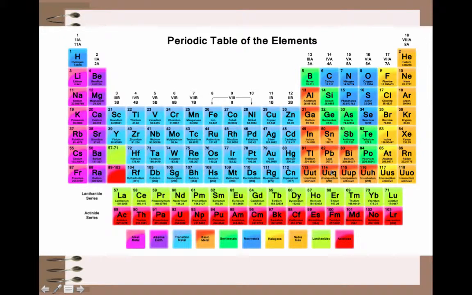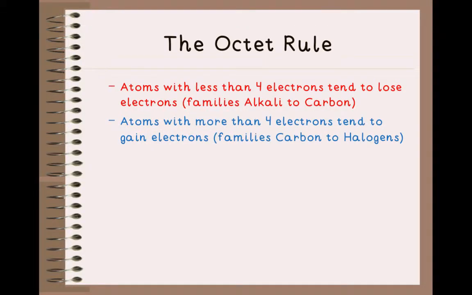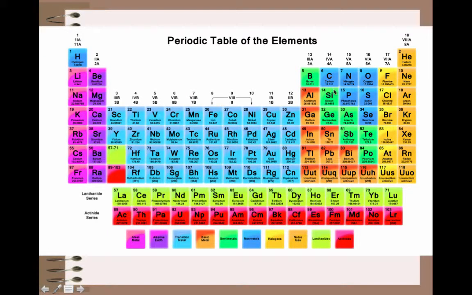When we get to carbon, carbon has to lose 4 or gain 4 in order to achieve 8. Now, atoms with more than 4 electrons will tend to gain them, from carbon to halogens. So we can check out here the families from carbon to halogens. Carbon would rather gain or lose, it will be the same for carbon, but nitrogen, which has 5, would rather gain another 3. Oxygen, which has 6, would rather gain another 2 to have 8. And the halogens would rather gain the 1 and have 8.